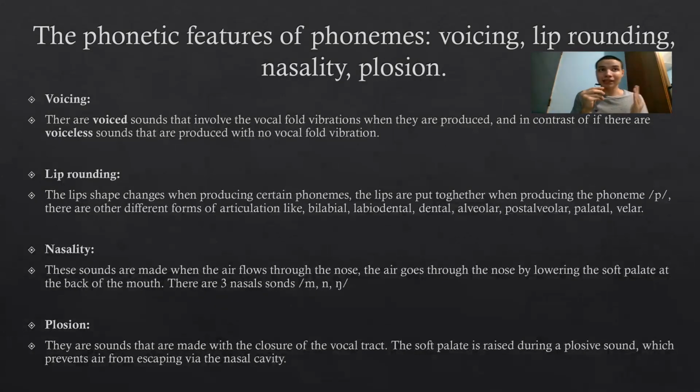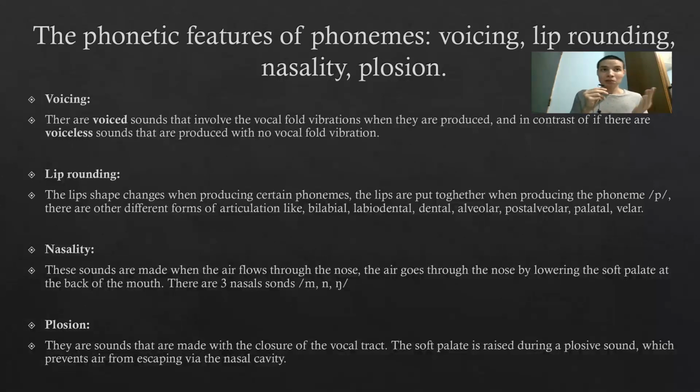In lip rounding, the lip shape changes when producing certain phonemes. The lips are put together when producing a phoneme p. And there are other different forms of articulation like bilabial, labiodental, alveolar, post-alveolar, palatal, velar, etc. There are a lot of variations.